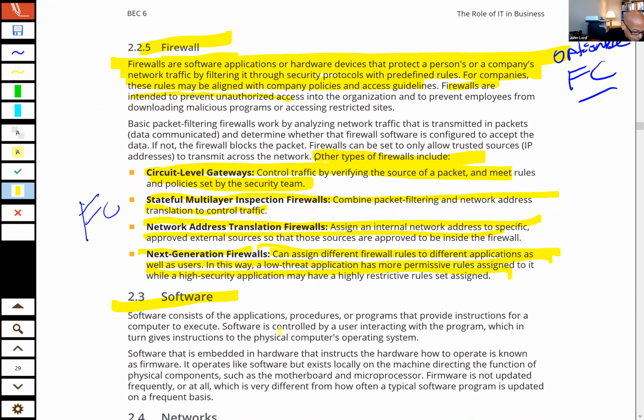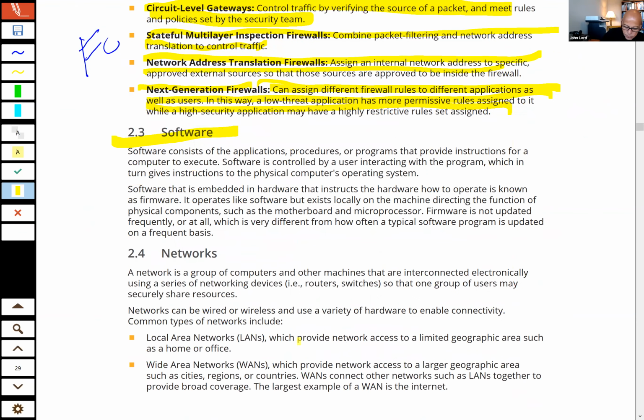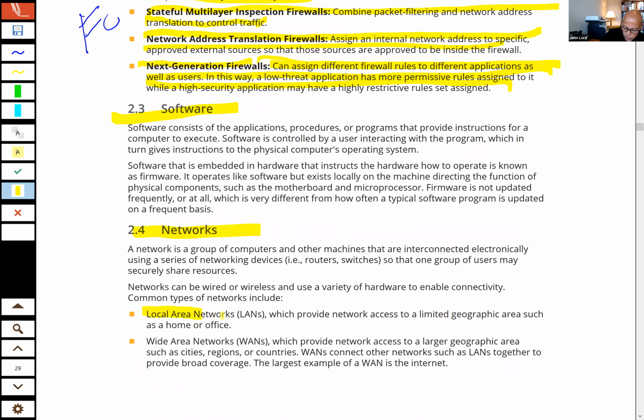If you got this far, I think you know what software is. Now a network: you can have a local area network, which provides network access to a limited geographic area, such as a home office. A wide area network provides network access to larger geographic areas, such as cities, regions, countries, etc.